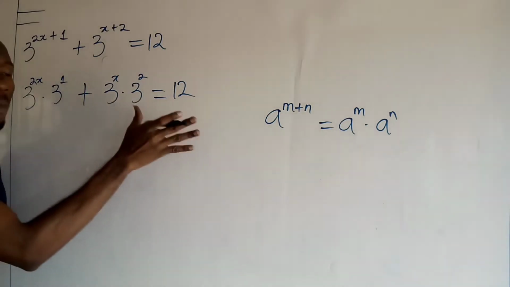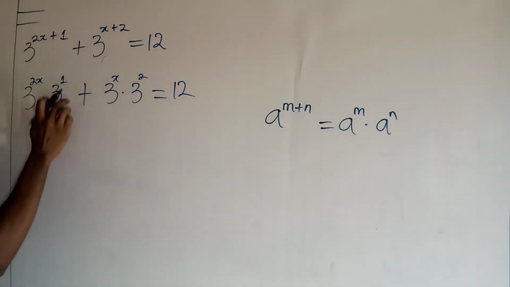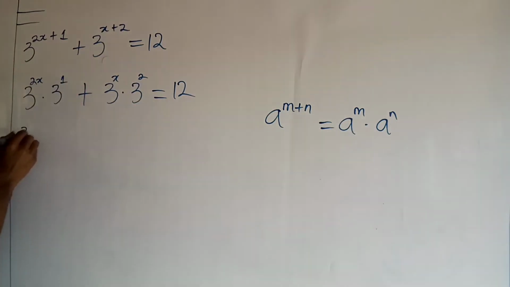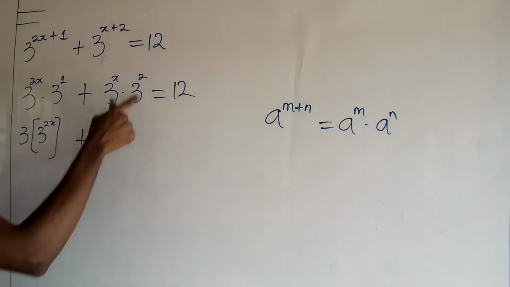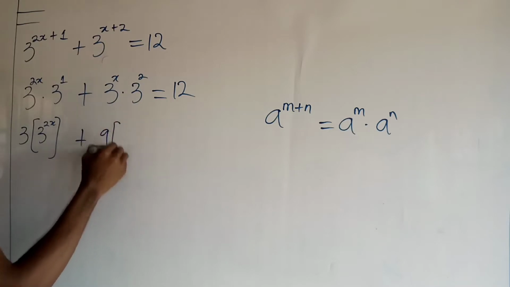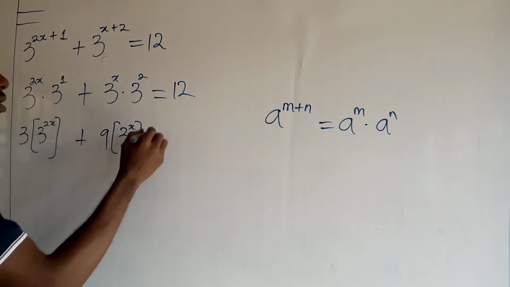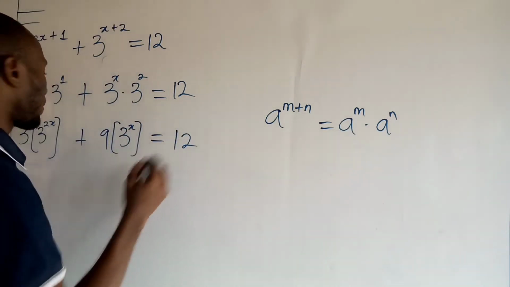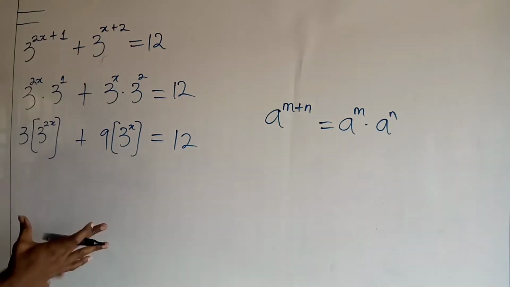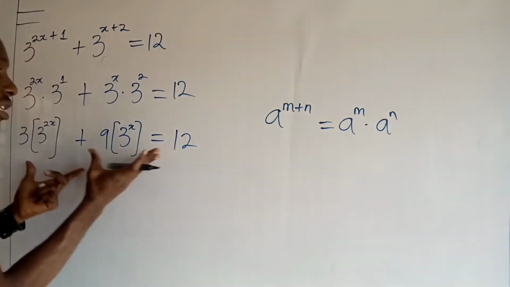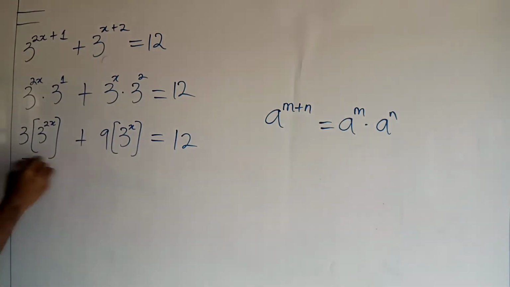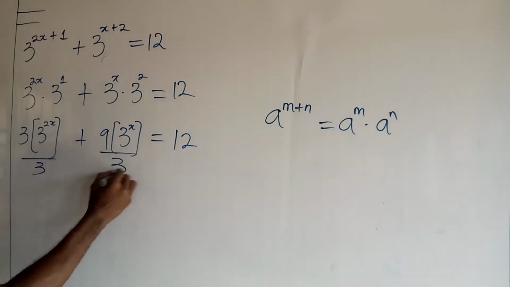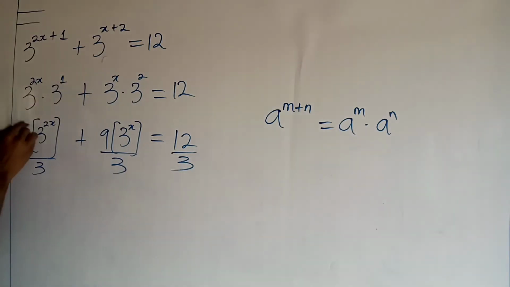Now, let me clean up this equation. So I have 3 to the power 1 is the same as 3. So I have 3 times 3 to the power 2x, plus 3 to the power 2 is 9. So I have 9 times 3 to the power x, then equal to 12. So at this point, I can decide to divide both sides by 3 because 3 is a common factor in this equation. So if I divide both sides by 3, I have this guy cancel out.